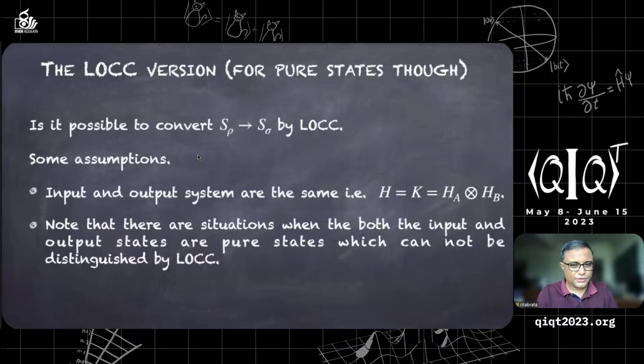And second, if you consider mixed states, then it can create a lot of trouble for LOCC. So the first step is that let us consider pure states alone. And we know that there are situations when the input and output states are pure states, but they cannot be distinguished by LOCC. Okay.